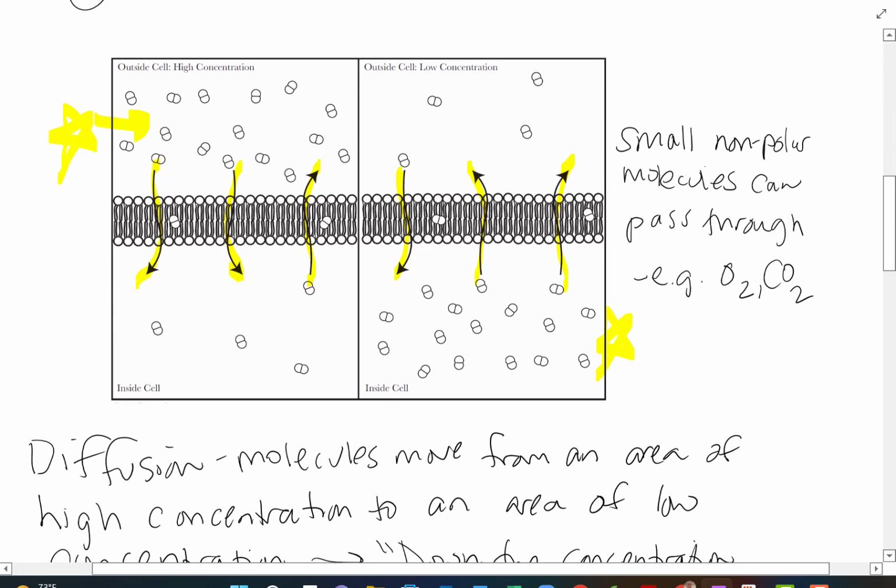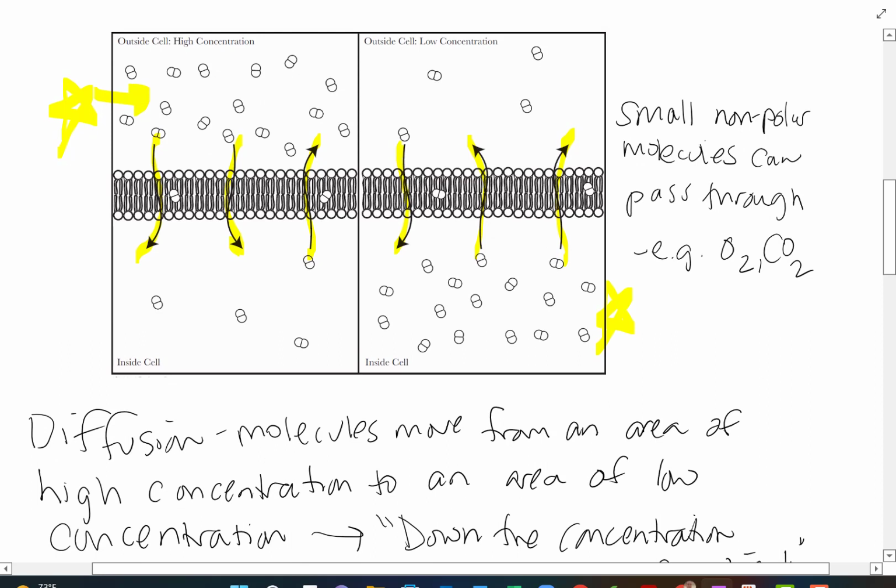In diffusion, we are looking at substances moving from an area of high concentration to low concentration, or another way that we say that is moving down the concentration gradient. And the things that can pass through the cell easily are small, nonpolar molecules like oxygen and carbon dioxide. And they're moving from an area of high concentration to low concentration.